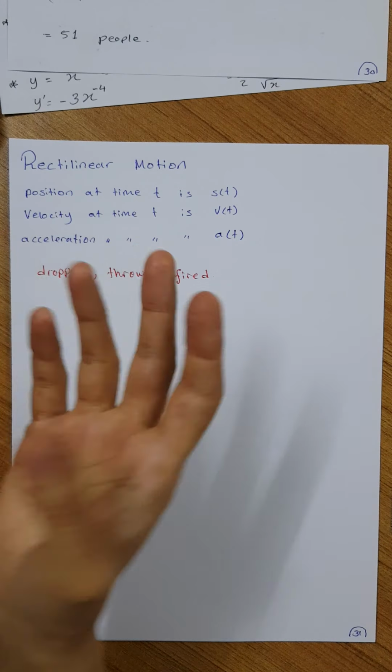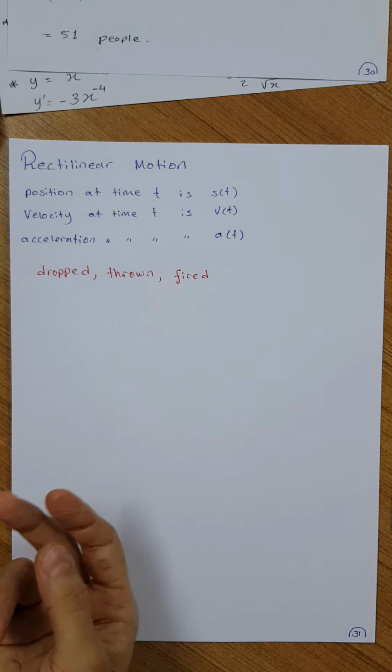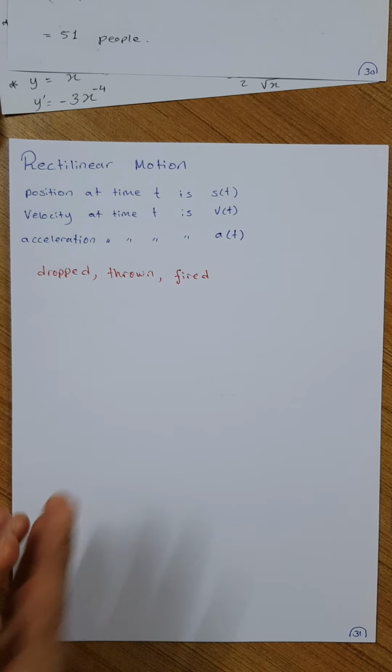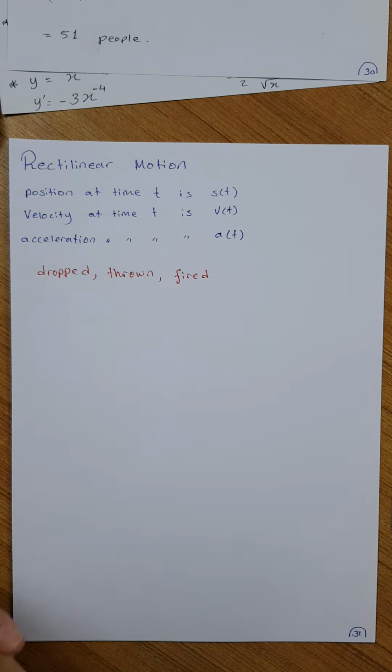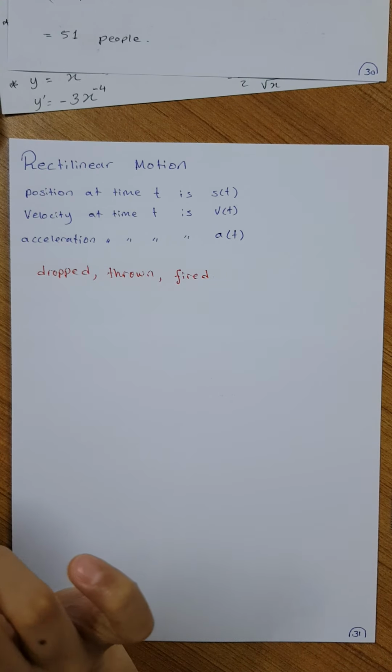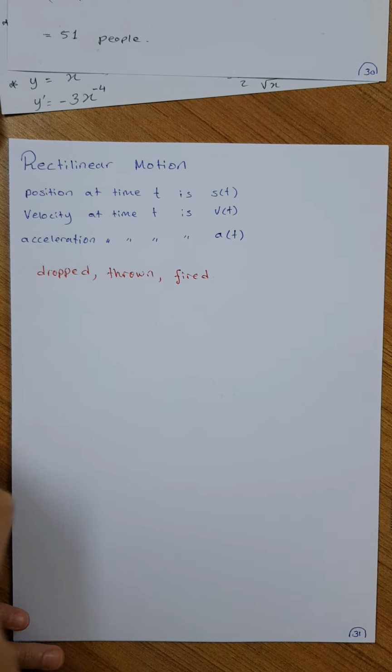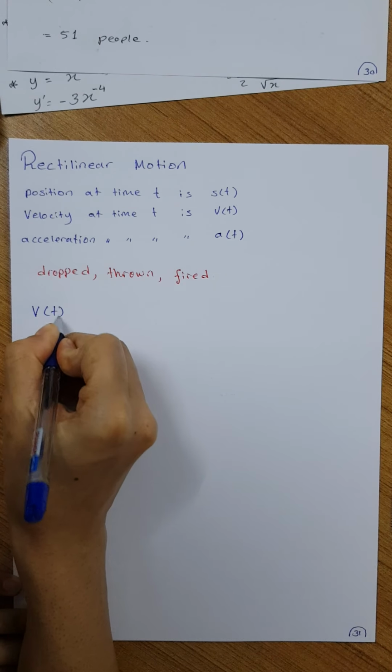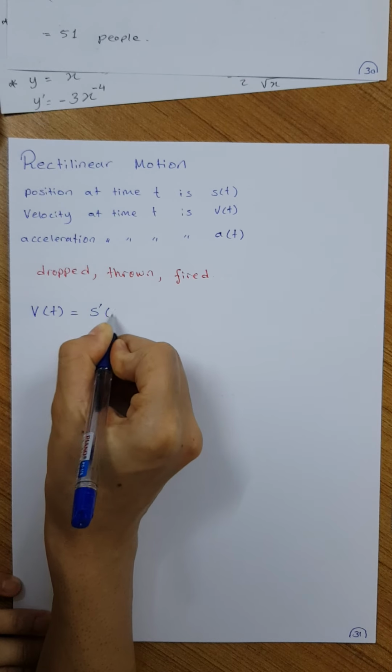Of course, you have got a position for that object when you're throwing it, when you're dropping it, when you're firing it. So in general, position will be written as s of t. Then you have got velocity. What is velocity? Velocity is the rate of change of position at a given time. So look what I said, velocity is the rate of change of position. Since it is rate of change of position, v of t is equal to the derivative of the position.